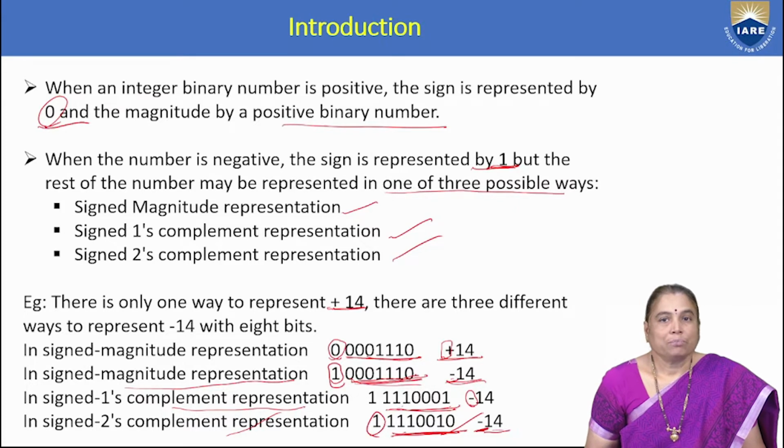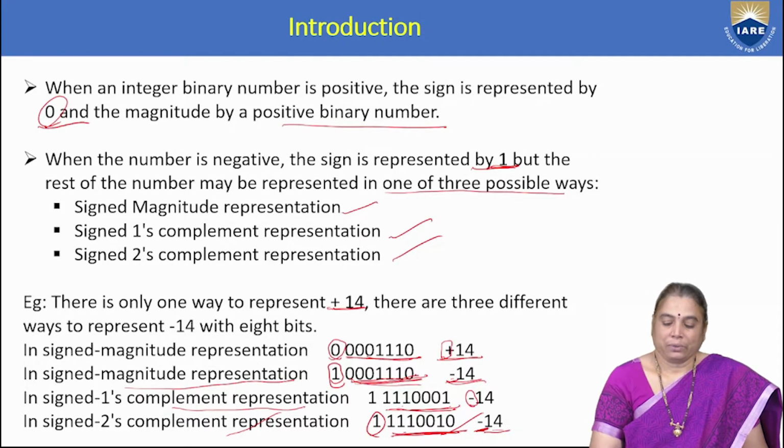So integers, positive integers can be represented by putting 0 in the sign bit and the magnitude of the number can be represented. And in the negative number representation, we have three methods. One method is by indicating the sign value as 1 and the magnitude of the number can be represented. That is referred to as signed magnitude representation.